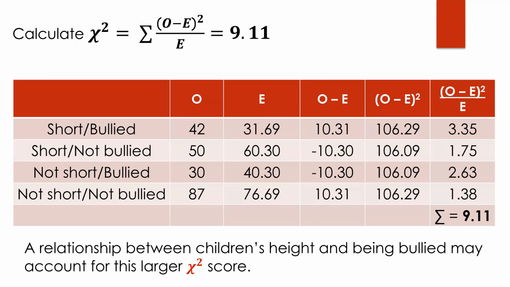To put it in the context of our scenario, a relationship between children's height and being bullied may account for a larger chi-square score. 9.11 is pretty far from zero in this case. So maybe it's because the height of a child is related to whether or not they get bullied.